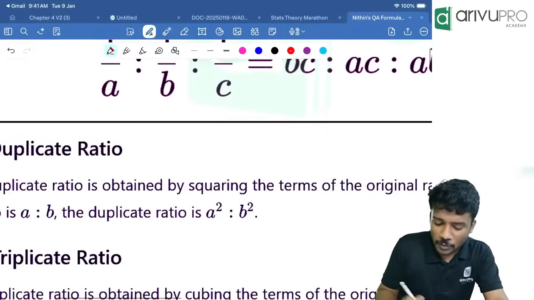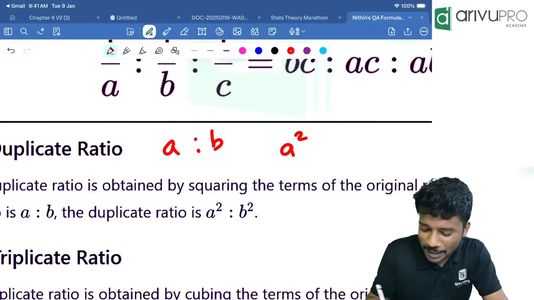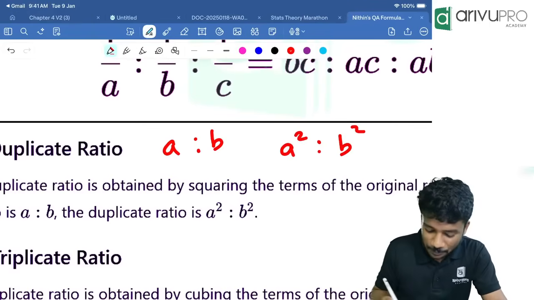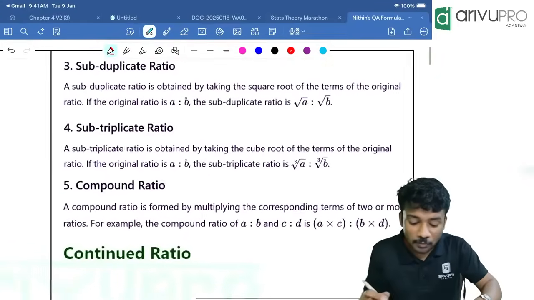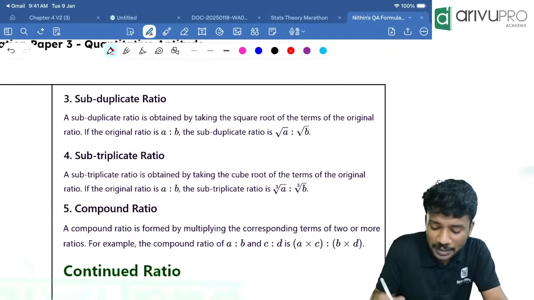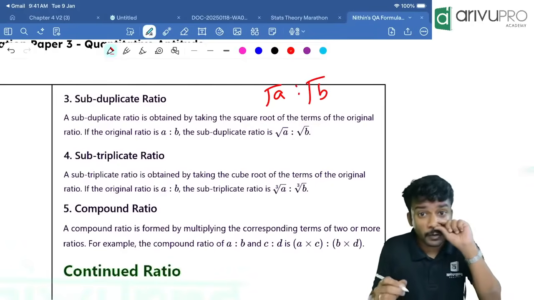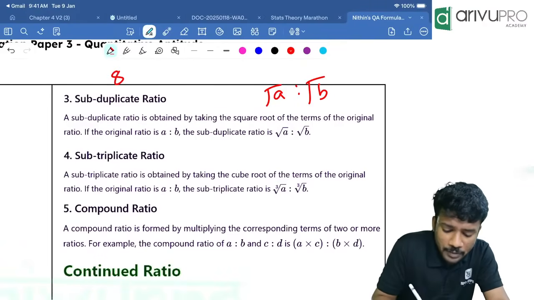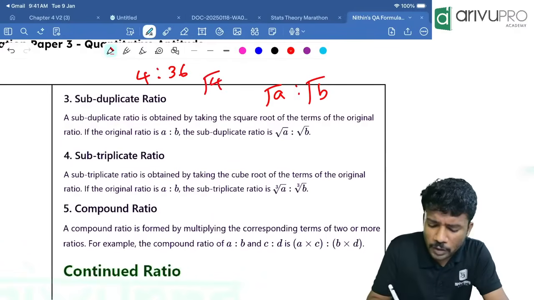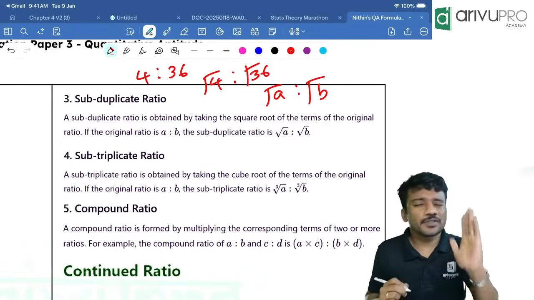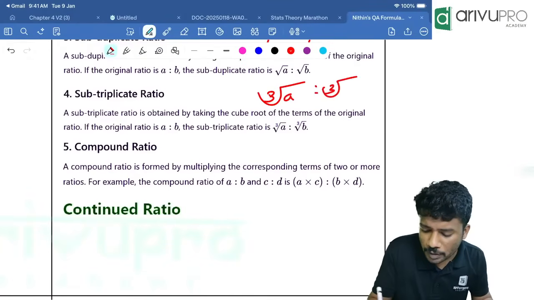Now, duplicate of a ratio. For example, people, if a ratio is A is to B, then the duplicate of the ratio is A square is to B square. Then triplicate is A cube is to B cube. Then comes the next term. Subduplicate. Subduplicate of a ratio A is to B is root A is to root B. For example, take the ratio 4 is to 36. What is the subduplicate of 4 is to 36? Root 4 is to root 36. Just use a calculator, people. Then subtriplicate is the cube root of A is to the cube root of B.